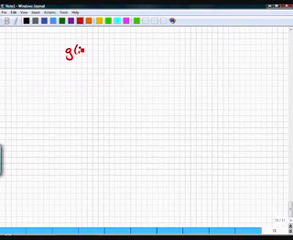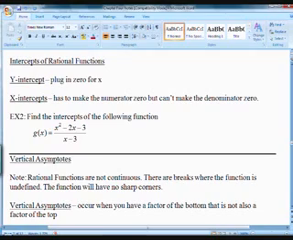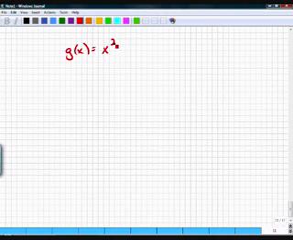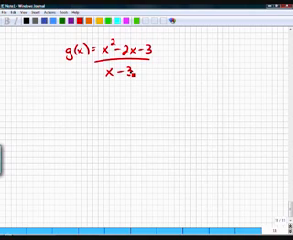G of x equals x squared minus 2x minus 3 divided by x minus 3. So if we want to find the x-intercepts, well, let's do the y-intercept first. It's easier. How do you find a y-intercept? Plug in 0 for x. So pretty much what you're doing is g of 0 is your y-intercept. So can anybody do that in your head?